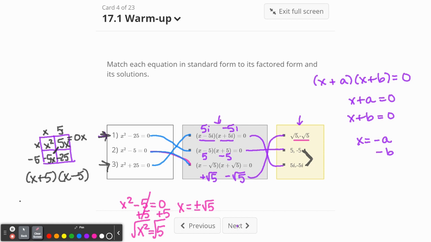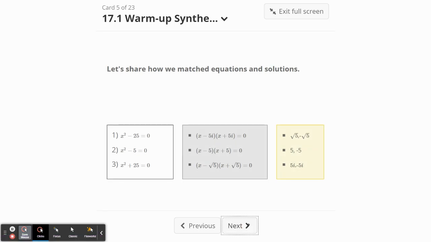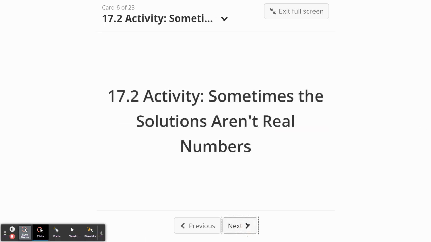All right, I'm going to go ahead and erase the screen and move forward. All right, let's move on to activity 2. Sometimes the solutions aren't real numbers. As we saw in the previous activity, we can have solutions that are real whole numbers. We can have solutions that are real numbers but can't be simplified beyond the root. And we can also have solutions that have i's within them.